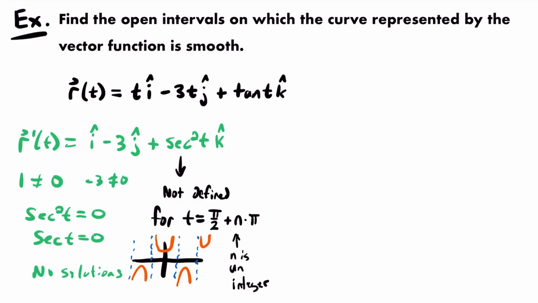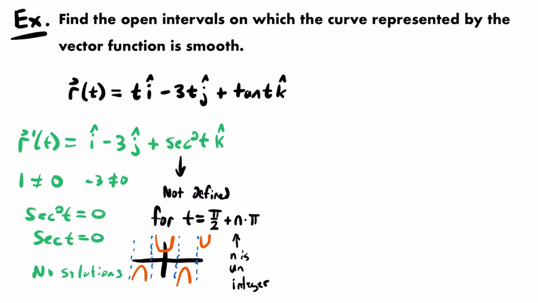We have now determined that there are no values of t for which the vector function's derivative is equal to the 0 vector. So the only values of t that we have to consider when creating our smooth intervals for this vector function are these values of t for which secant squared t is not defined, because that makes the entire vector function's derivative not defined either. So that's going to cause some issues with regards to smoothness.